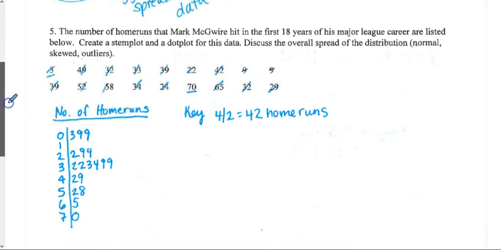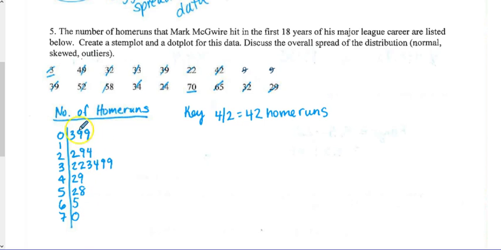All right, number 5. The number of home runs Mark McGwire hit in his first 18 years are listed below. Create a stem leaf plot. So our smallest number is 3, so that's 0, 3. Our biggest number is 70, the record number 70, so that's 7, 0.